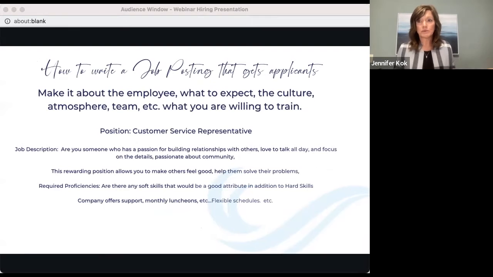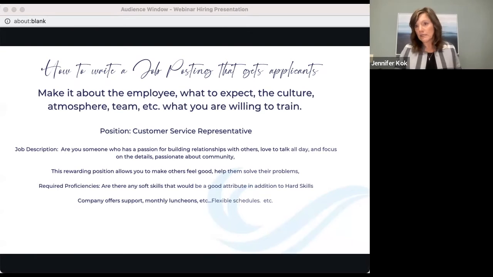Because remember, we have this group of people that have left their jobs and they're looking for something new. So, let's take this customer service representative example. And what if you led with more of are you someone who has a passion for building relationships, loves to talk all day, loves focusing on details. And this rewarding position allows you to make others feel good, allows you to help them solve their problems. What's required? Yes, you need to list the hard skills because yes, you do need qualified employees.